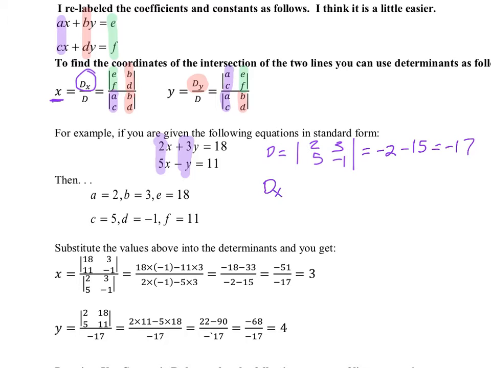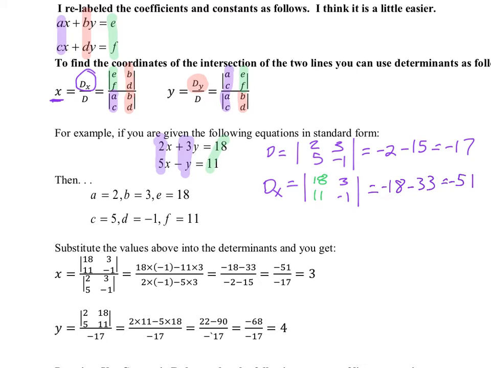Next, we find our x numerator. This is our x determinant. So on the x determinant, we use the y values, but we are going to swap out the x values for the answers. Here's my answers. So I'm going to have 18 and 11 right there. All right, so I have negative 18 minus 11 times 3 is 33. So that's going to be negative 51.